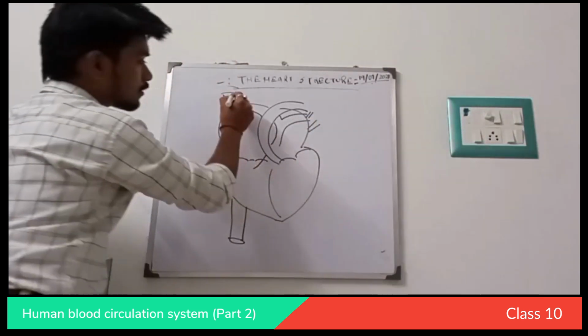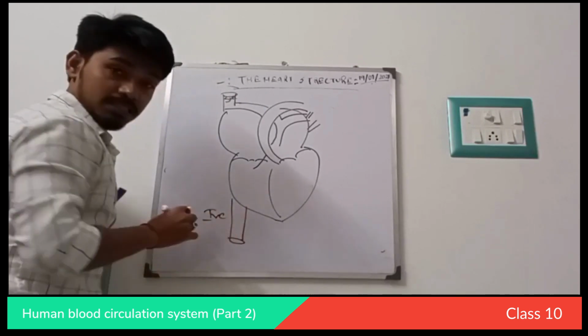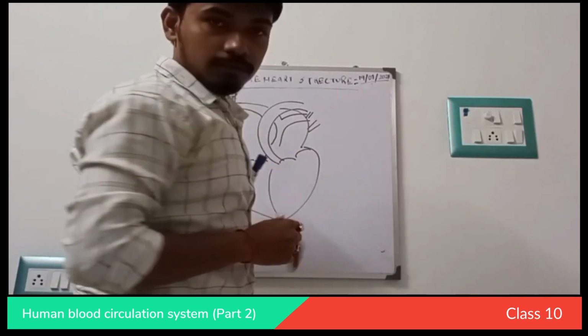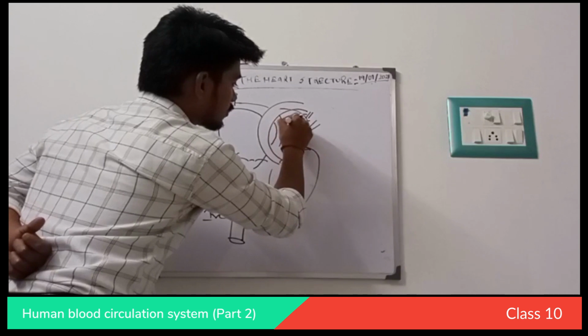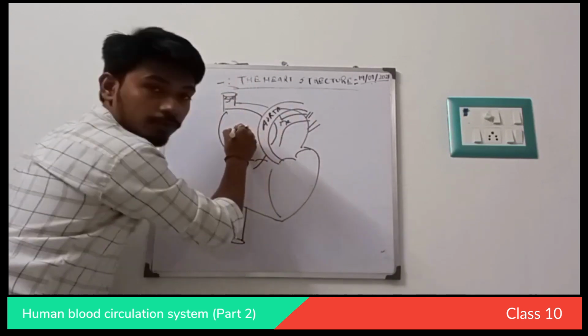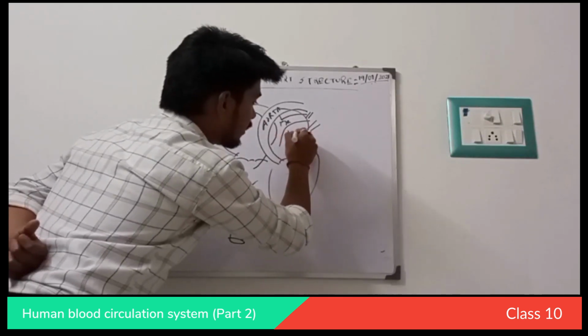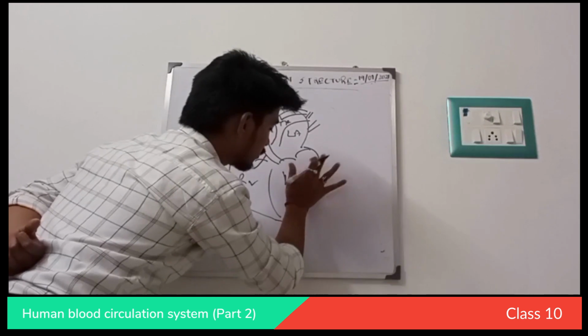So you all know that hopefully SVC is there, IVC is there, meaning inferior vena cava and superior vena cava. There is a pulmonary artery. There is an aorta. Okay. And what is this? It is RA, and this is RV. This is LA, and this is LV.